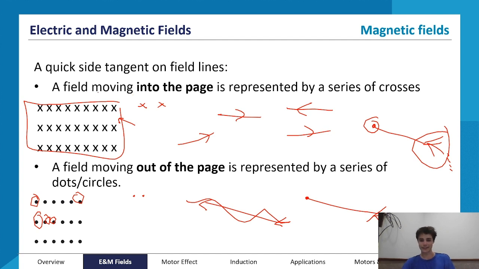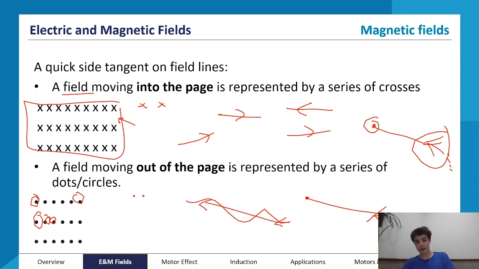That's what these little X's are. They're the little fletching at the back of the arrow as it's going away from you into the page. So essentially, whenever we have something that's moving into the page, we can represent it with all of these X's, and whenever we have something that's moving out of the page, we can represent it with all of these little dots.